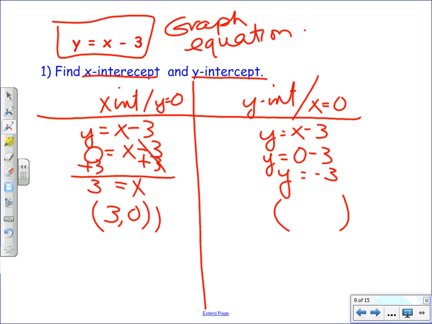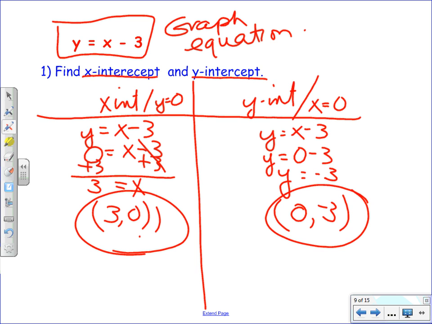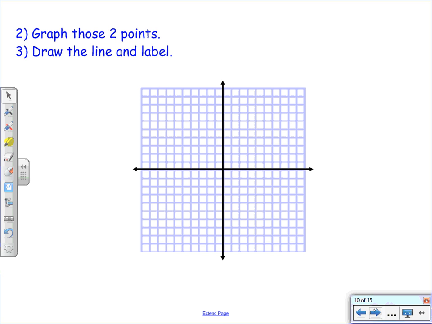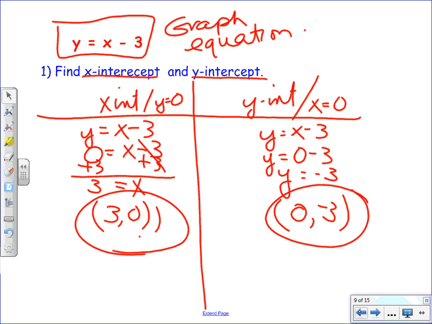So our y-intercept is x is 0, y is negative 3. So here are our 2 points, 3, 0, and 0, negative 3, that we're going to take and graph. So now we're going to graph these points, 3, 0, and 0, negative 3. Did I copy those right? I think so. Let me run back and check real fast.